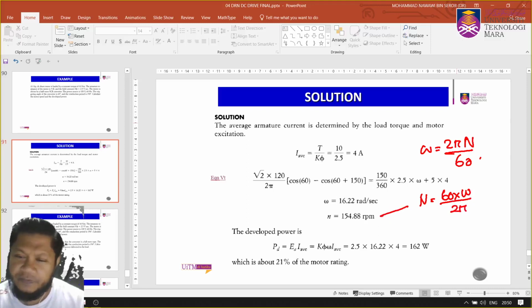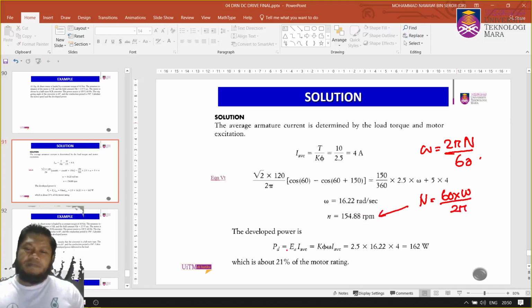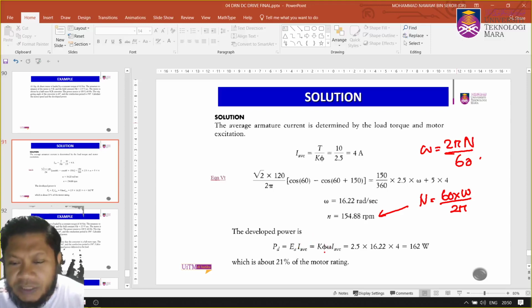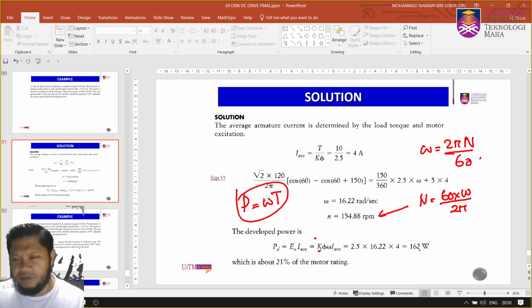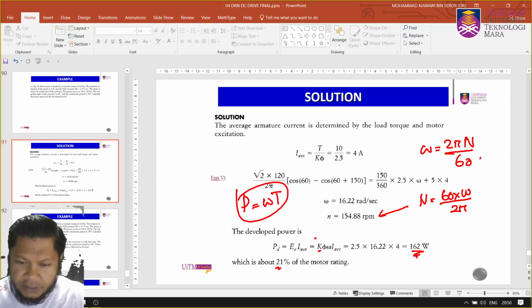So that gives you the answer. The power developed, PD equals E A I A average, and that gives you this answer. Or you can have power equals to omega T, isn't it? You can use that equation as well. So you get 160. Okay, so this is 21% of the motor rating.